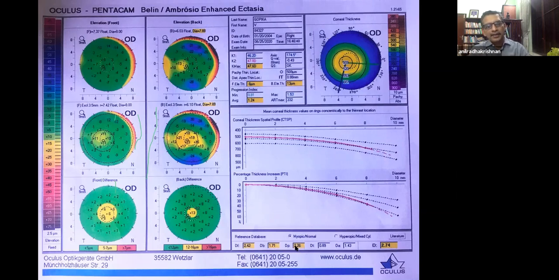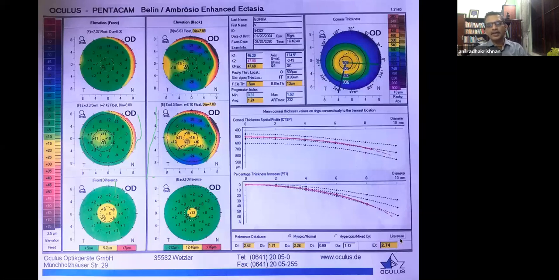In the pachymetry map also, if you see the corneal thickness spatial profile, it is starting from here and it is crossing and coming over here. So here also there is a small abnormality. And if you see the percentage thickness increase from here, it just drops down. So even though the sagittal curvature map was perfectly normal, this patient is having an abnormal topography.